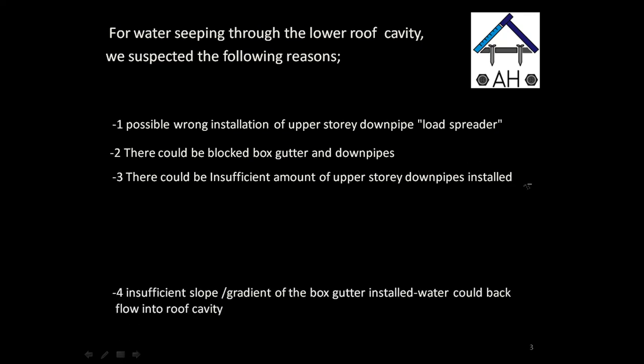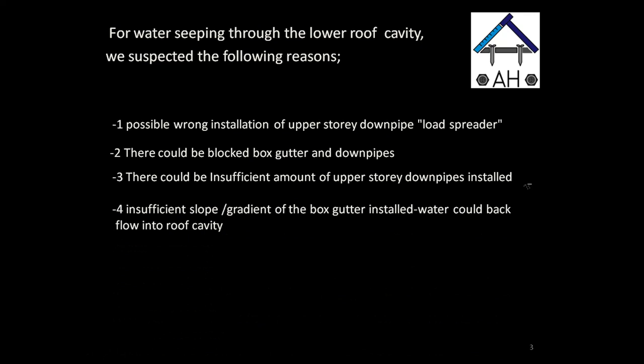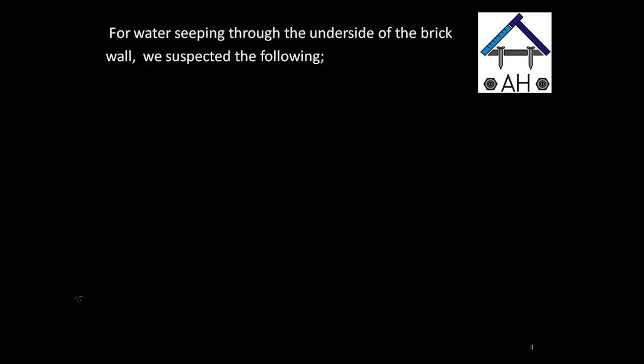Number 4, insufficient slope gradient of the box gutter, which means it might not comply with the Australian regulations. We see this happen very often. Sometimes the box gutter installed may be flat or actually grading the opposite way. If that's the case, then water would backflow and would not adequately be collected into the downpipes.